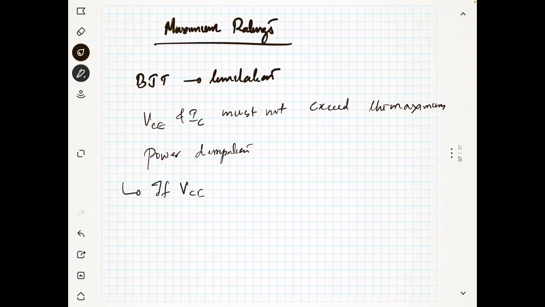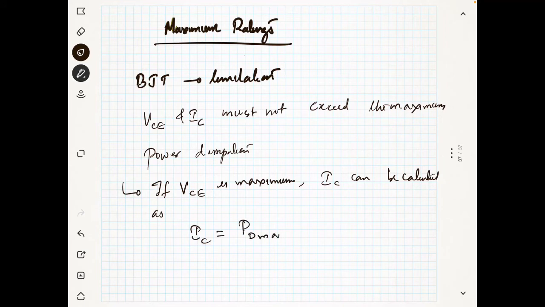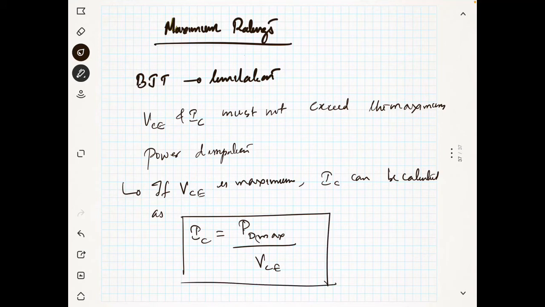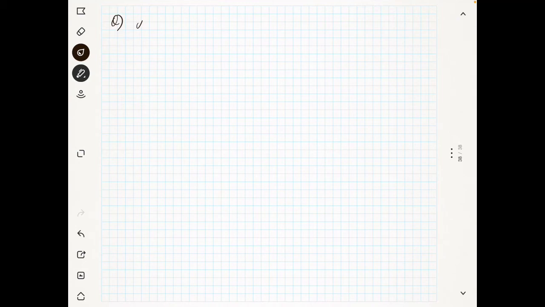If VCE is maximum, then the IC can be calculated as IC is equal to the maximum power dissipation divided by VCE. That means you know power is equal to voltage times current. So using that relation, this is how we can calculate the maximum IC. Now we will see a problem based on this.